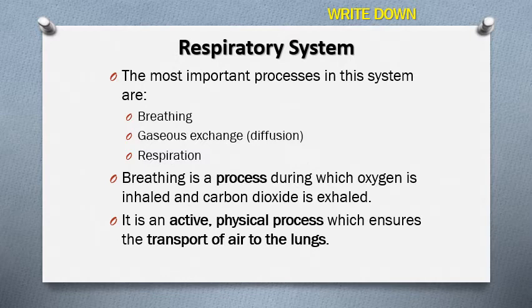Then we have the process of gaseous exchange. Gaseous exchange is the movement of those gases from the lungs into the blood, or from the blood into the lungs, and this process is called diffusion. We're going to talk about diffusion and how it works. And then lastly, respiration. Respiration is what you're actually doing with the oxygen. The oxygen is used for the process of cellular respiration to break down glucose to give us energy.